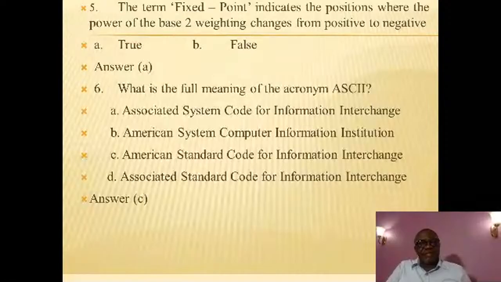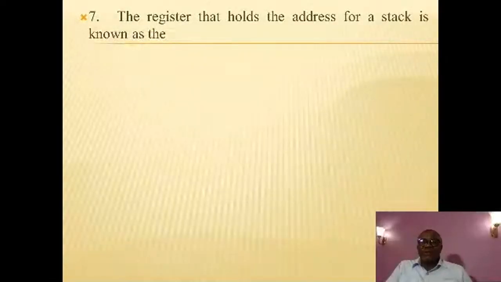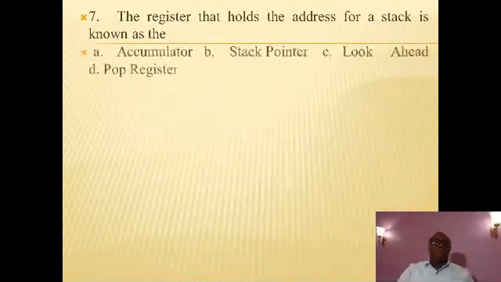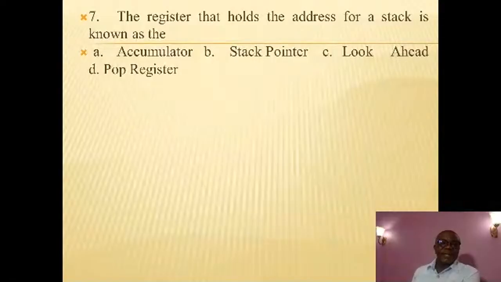The next question is, the register that holds the address for a stack is known as what? A, the accumulator. B, the stack pointer. C, the look ahead. And D, the pop register.